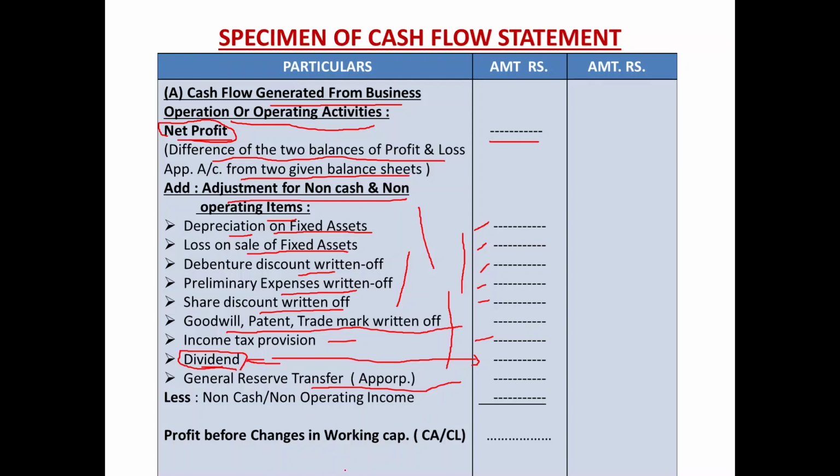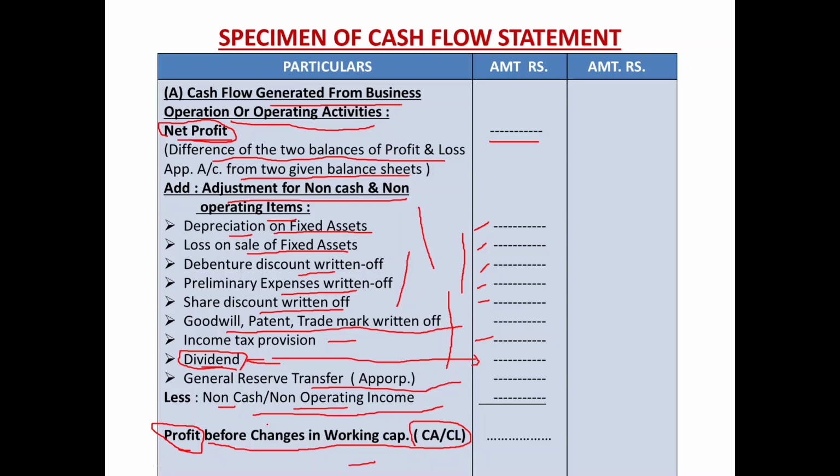Likewise, if some non-cash or non-operating income recorded in the given profit and loss account, then it should be deducted from the current year's profit, because either it is a non-cash or non-operating. So it should be deducted from the current year's net profit to arrive only for cash profit generated from business operation. Once you complete all this transaction, you will get cash profit before changes in working capital, that is called changes in current assets and current liabilities. So cash profit before changes in current assets and current liabilities.